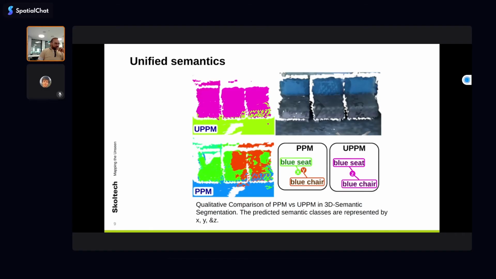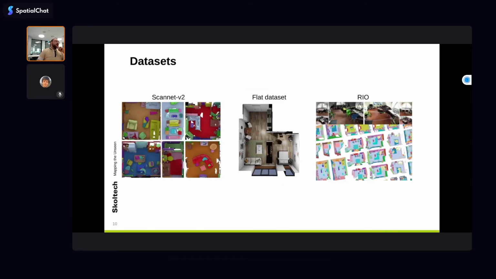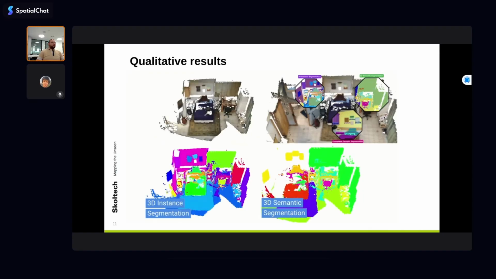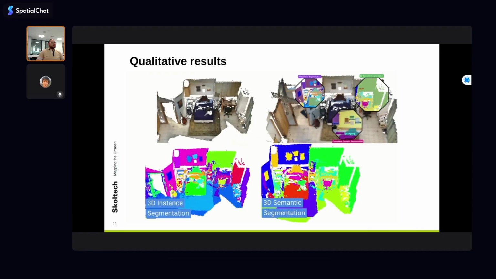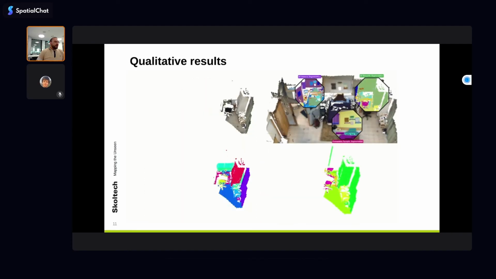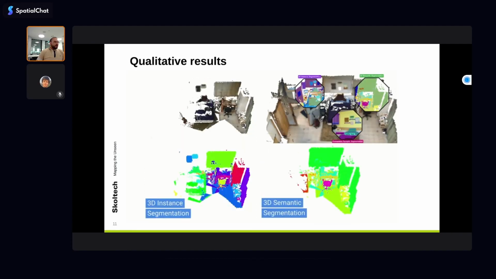In our project, we used different datasets, starting from ScanNet to Flat dataset and RIO. Two of these datasets are real-world datasets, and one of them is simulation data. Here I can show you how the map reconstruction looks after using UPPM. Here I can show you the 3D instance segmentation, and here the 3D semantic segmentation.